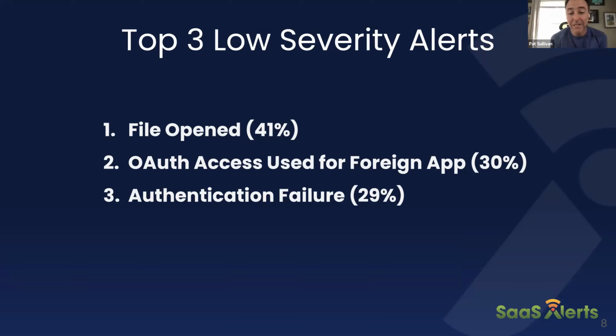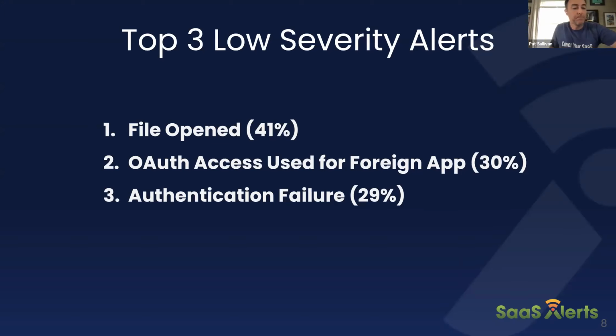Number 2, OAuth access used for foreign application. This is if someone is using their Microsoft or Google credentials to log into a third-party SaaS application. And then the third one, really easy to understand, authentication failure. Someone has gotten the username right but missed on the password, or vice versa. That's only happened one time. Otherwise, it would be multiple authentication failure. These are just the top 3 low-level severity alerts that we're seeing across the board here in 2023. And again, 97% of all of the things that are being tracked are in this low-level category.